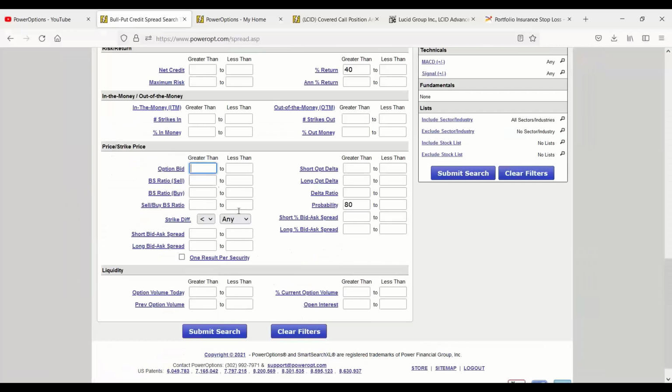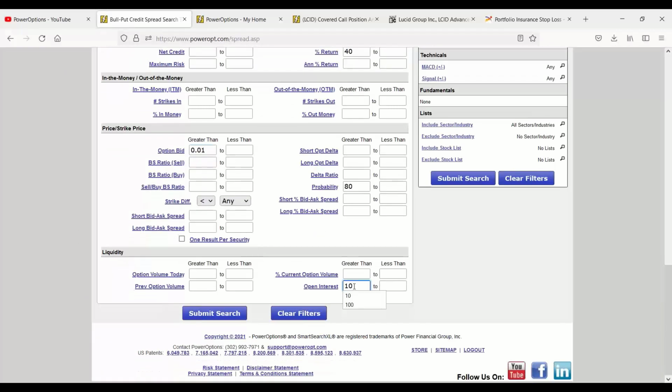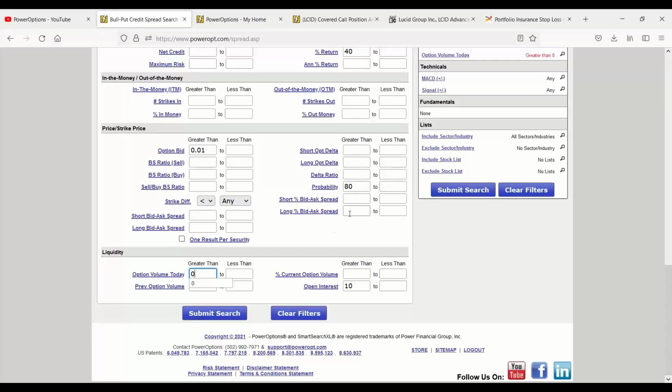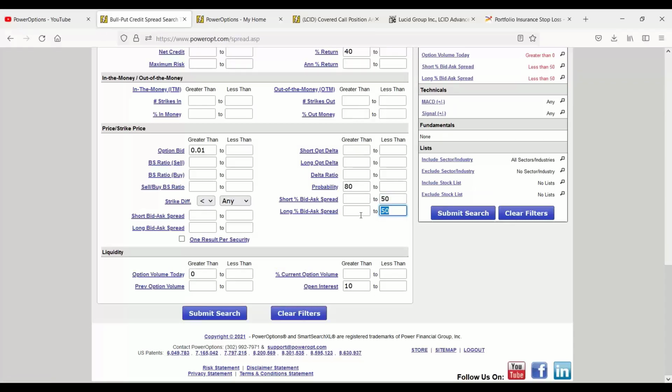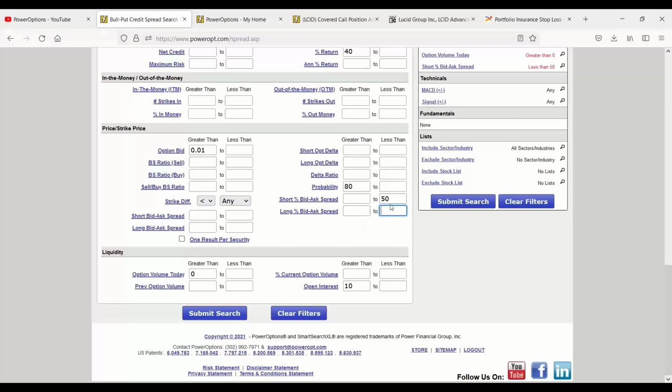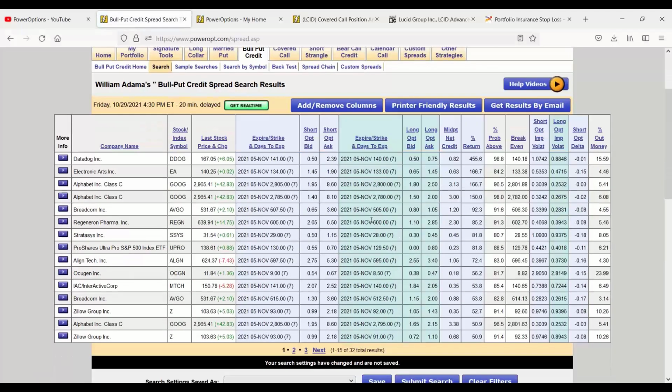Let's take it out. Option bid greater than 0.01. Never hurts to make sure the thing is traded. Some reasonable open interest, maybe some option volume today. Again, I prefer to limit the short bid-ask spread to less than 50%. But let me not do that yet, David. Let me take those out and see what that gives us.